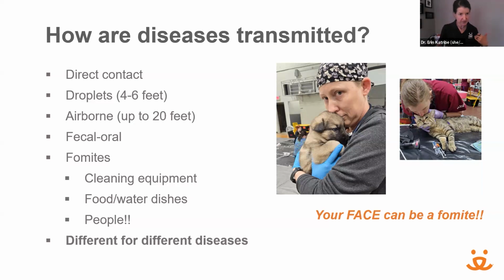This list of mechanisms of transmission, the possible mechanisms are going to be different for different diseases. For example, with parvo, we worry about fecal oral. The airborne and droplets, we worry about that with respiratory diseases. But for the vast majority of pathogens in shelters that we worry about, direct contact and fomites are going to be important. And then the other mechanisms are going to be variable. We'll talk about that specifically when we get to those specific diseases later today.